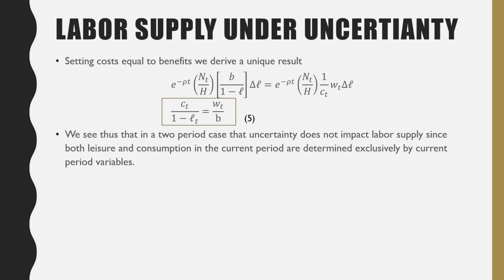What's really cool about this is that each of our current period variables is determined exclusively by current period values. Meaning that we're not worrying about expectations in terms of what we've seen in the case of consumption. For labor supply, we see absolutely no impact at all, because we're observing the changes in terms of leisure, where we'll really see that there is none. So for the two period case, nothing changes.